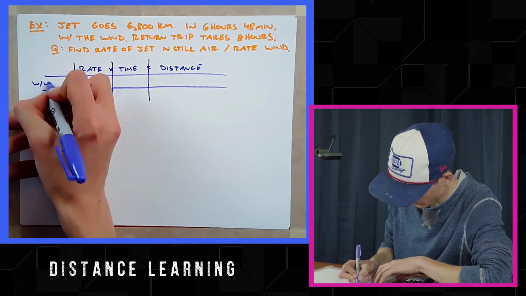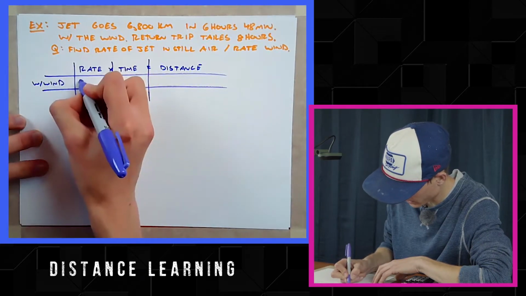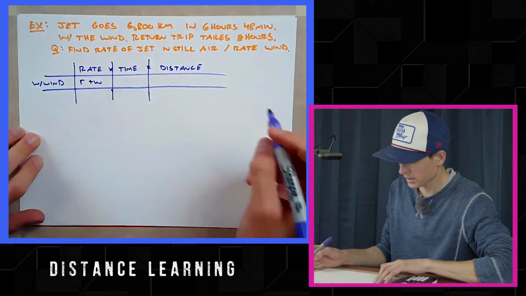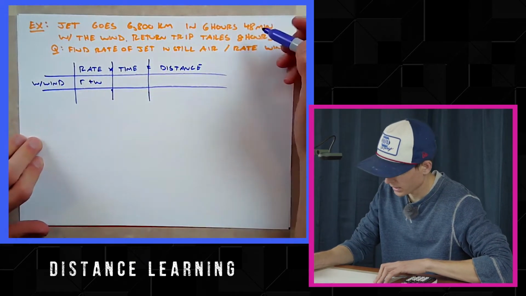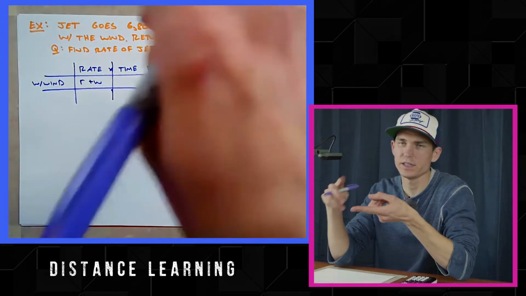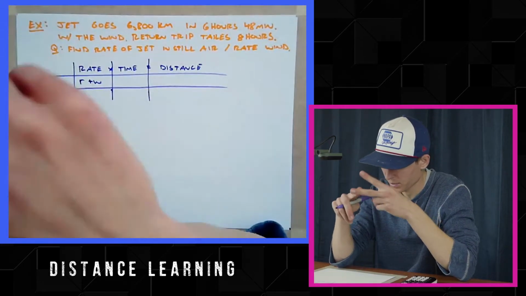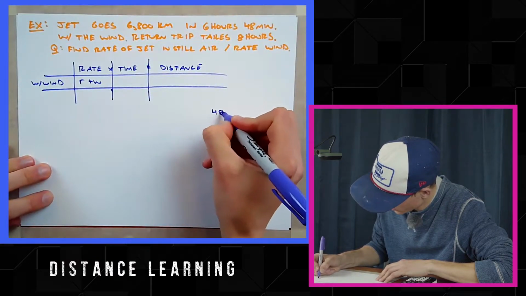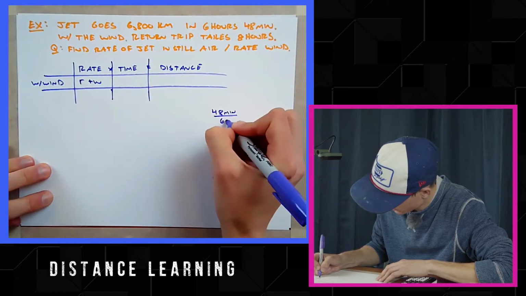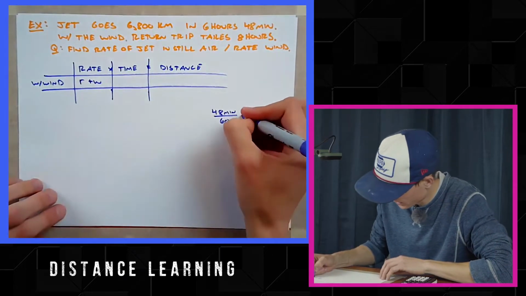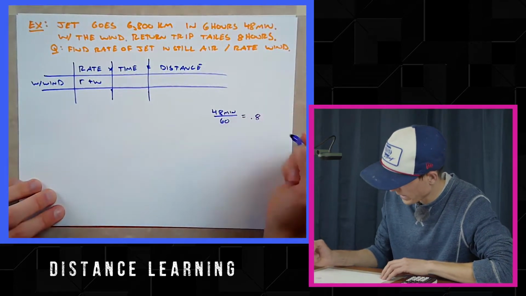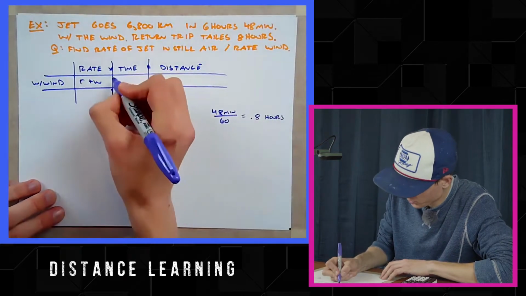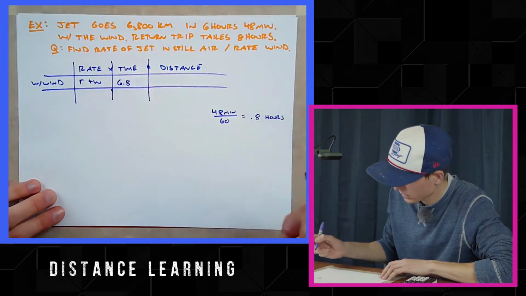So with the wind, we said our rate is R plus W. How long does it take us? 6 hours, 48 minutes. However, you either want everything in minutes or everything in hours. You want the same units. We want hours though. So 48 minutes, to convert to hours, you have to divide by 60. It is 0.8 hours. That total trip was 6.8 hours.